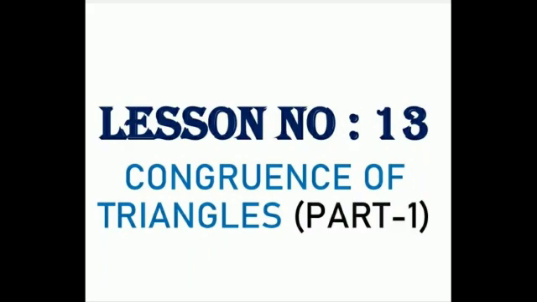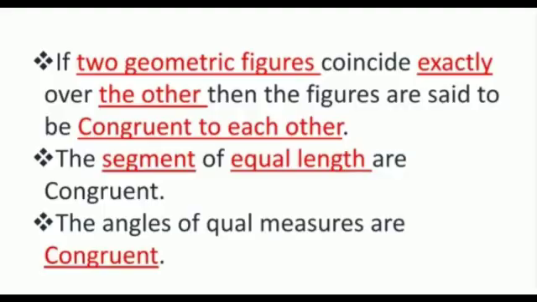Today we are going to learn and discuss lesson number 13, Congruency of Triangles. Now children, what do you mean by congruent? As you know, all the types of triangles, that is equilateral triangle, isosceles triangle, right angle triangle, and many more. If the sides of the two triangles are equal and angles of the two triangles are equal, then these two triangles are congruent. If the angles are of equal measure, then they are congruent.